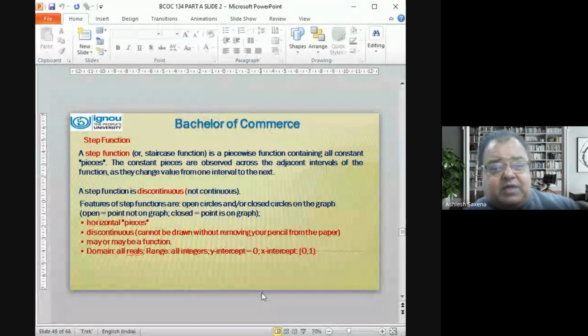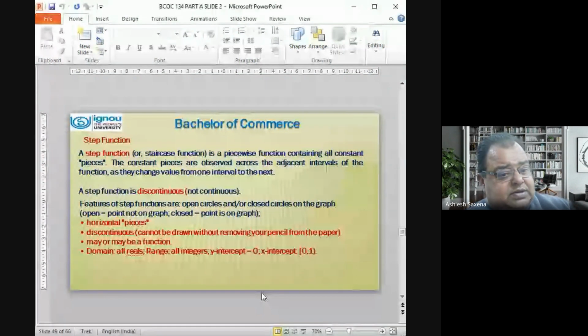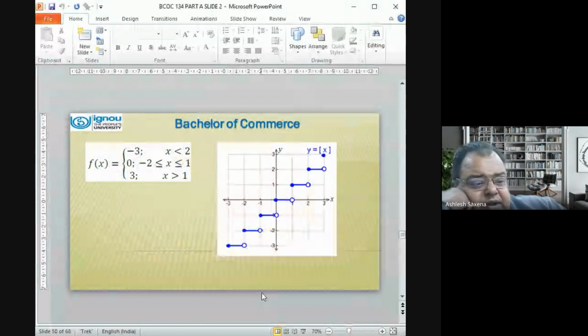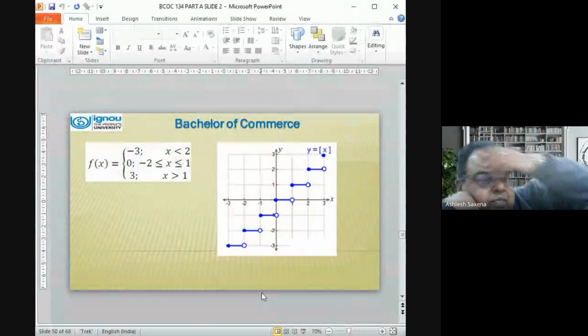Features of step functions are open circles and or closed circles on the graph. Open means the point is not on the graph, and closed means the point is on the graph. This will be on the horizontal axis. This will be an example represented: f(x) equals minus 3, 0, 3.